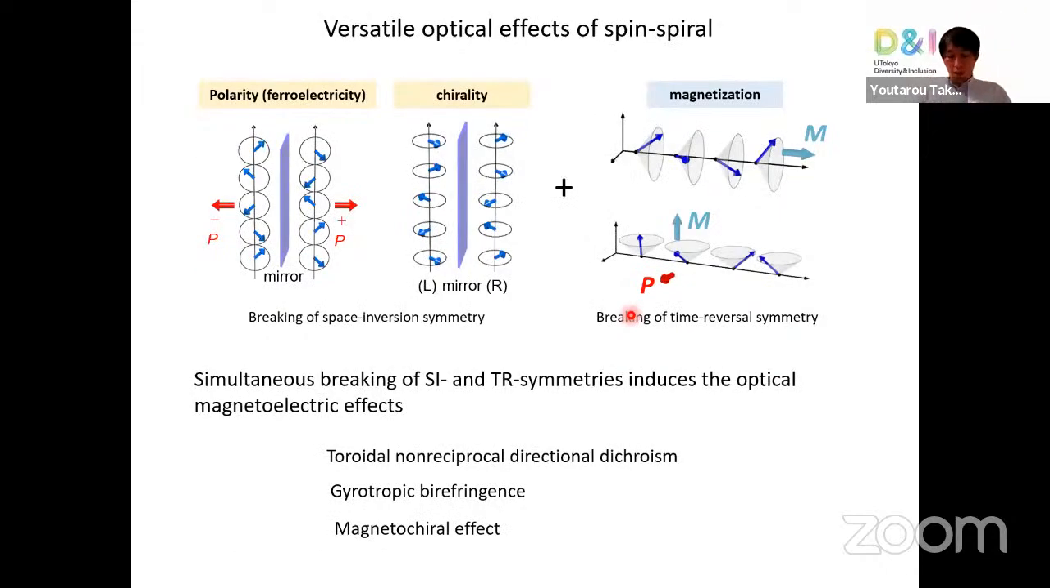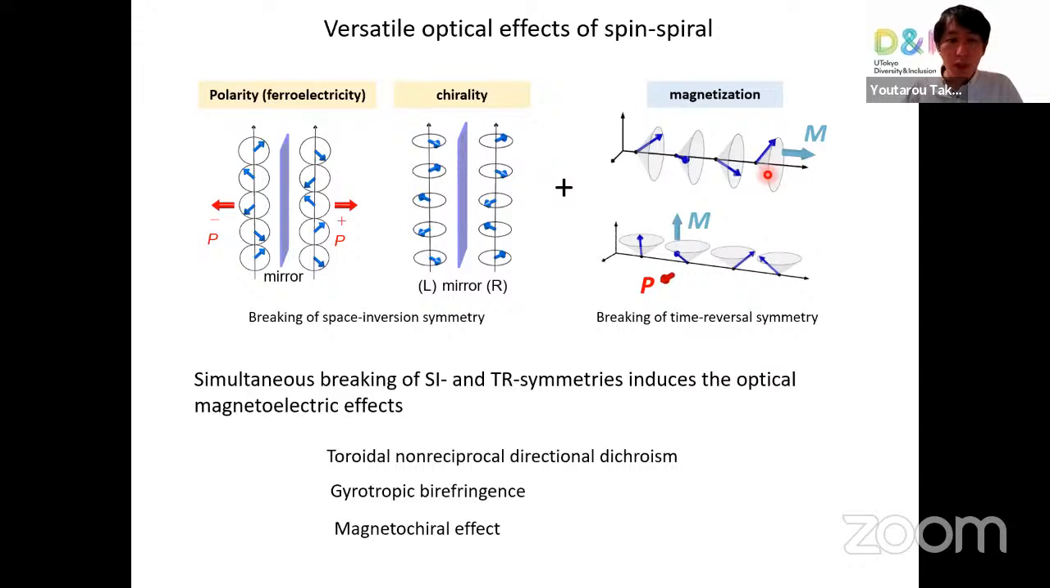So far, I focused on the breaking of the space inversion symmetry, the polarity of the spin spiral state. And this spin order sometimes also breaks the time reversal symmetry. For example, a conical spin, or screw spin spiral state, breaks the time reversal symmetry.